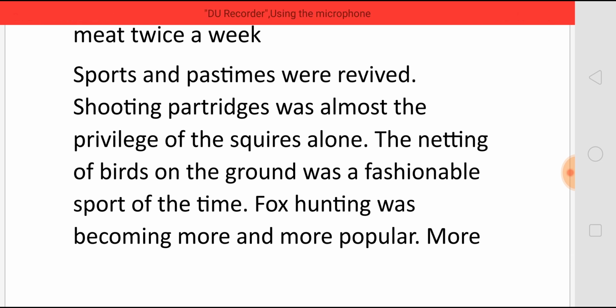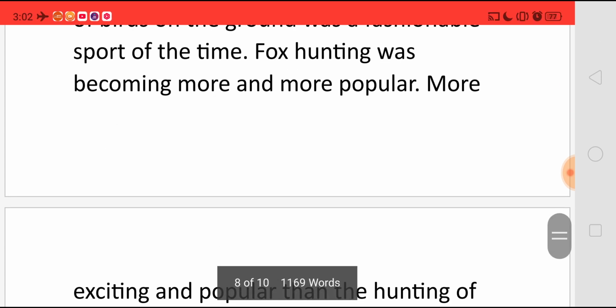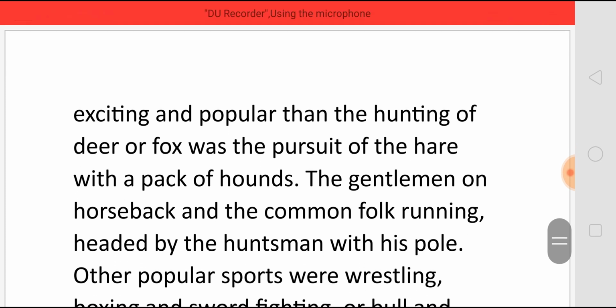And sports and pastimes all came back into practice. Shooting partridges was a privilege for the squires alone. The netting of the birds on the ground was a fashionable sport of the time. Fox hunting was very popular, and more than hunting the deer or the fox, they loved going with a pack of hounds, and hounds means hunting dogs, and catching hare. The gentleman would be sitting on horseback, while the common folk kept running along with them, with a huntsman with his pole in the front.